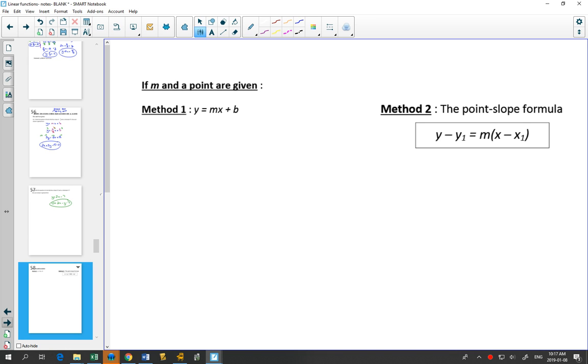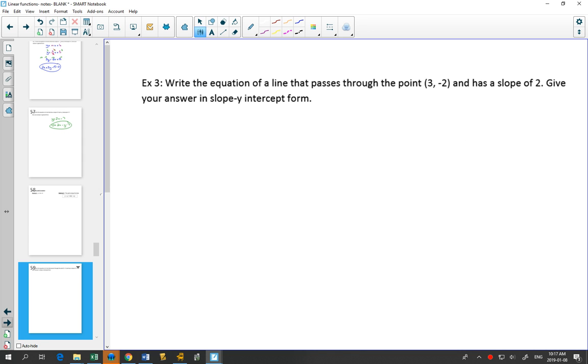Well, how does this work? Write the equation of a line passing through the point. That's one of the things that we need. And having a slope of 2. That's the second thing that we need. We can write the equation of this line. Give your answer in slope-intercept form.